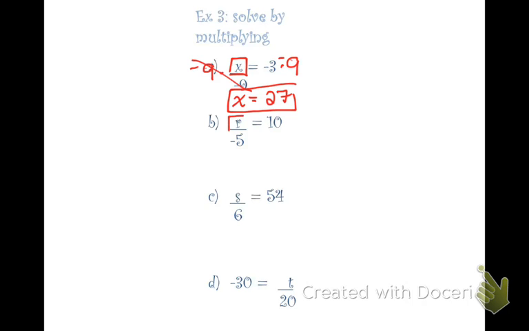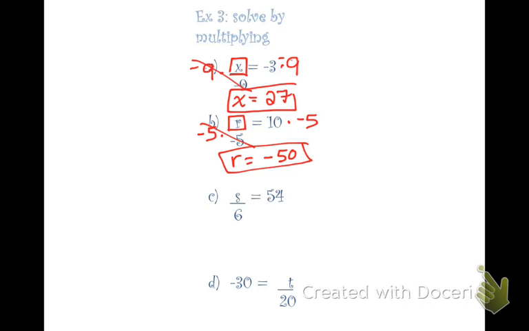B, again, r is your variable. You figure out what's attached to it. That would be negative 5. Negative 5 is dividing, so we're going to multiply. So r equals negative 50.